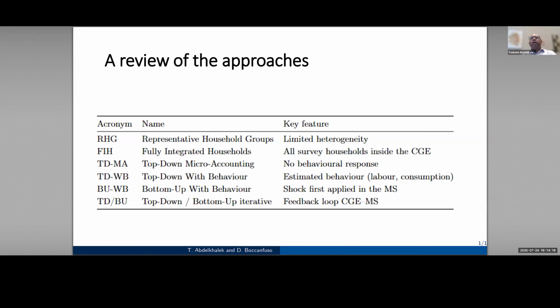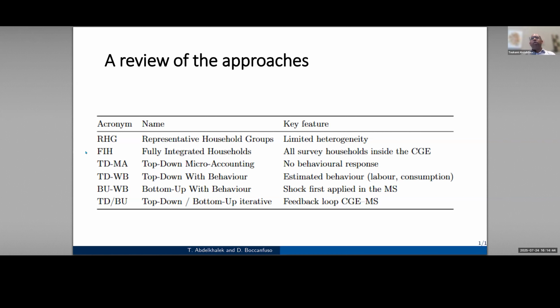The second category of model is fully integrated households. In this situation, we go beyond the limited groups, and we integrate inside the CGE model all the households in the survey. This is exactly what I will illustrate in the second part of this session today.